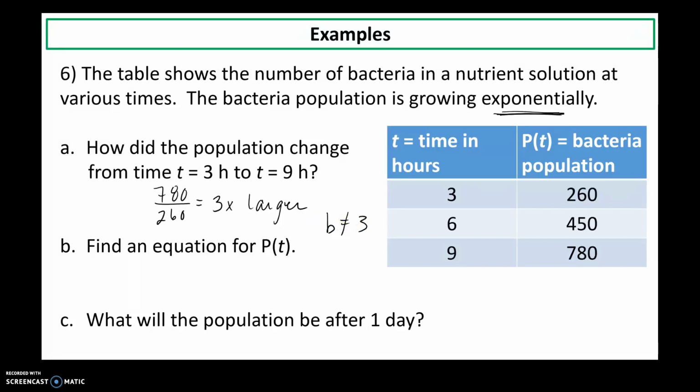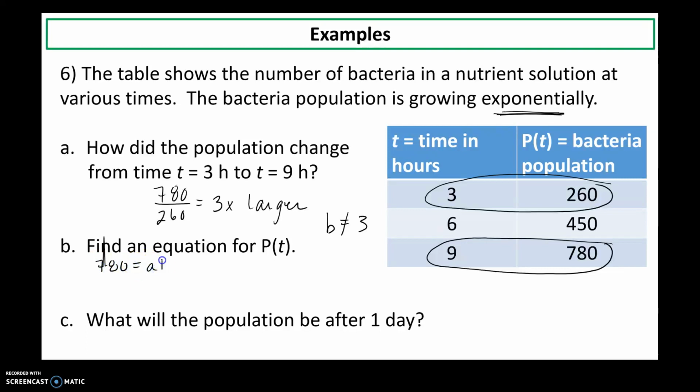Find an equation for P of T. So this is where I have to pick 2 points and plug them in. I'm going to pick this one, and I'll pick this one, just because it asked for an A. But you could have used any combination of the 2 of them. Population is A times B to the 9th power. Okay, so I'm just replacing my Y and my X with the values from the table. Population of 260 after 3 hours.